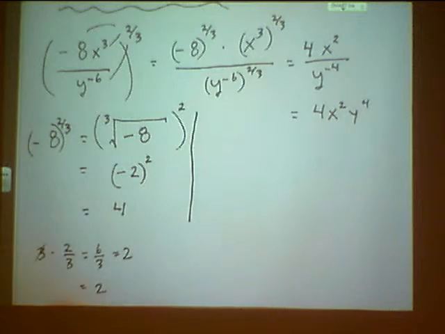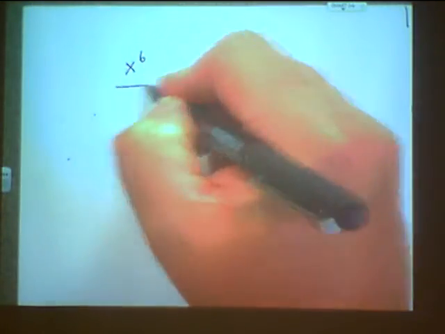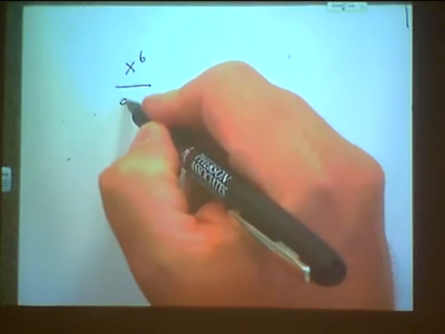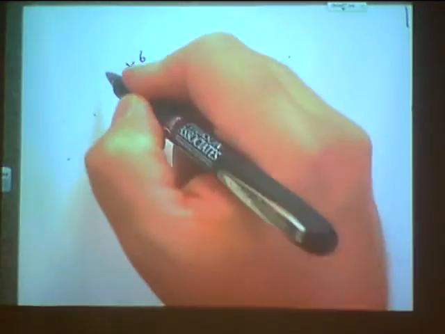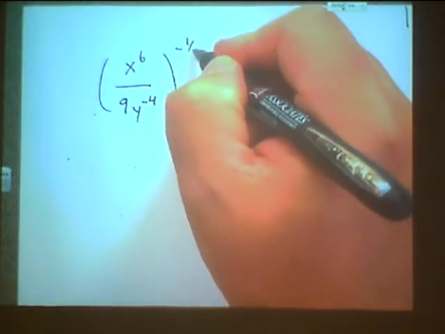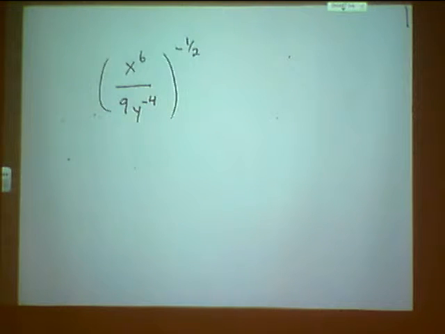Now let me do one more just quickly, because this is sort of like what you're going to see on the homework. So x to the 6th over 9y to the minus 4, all raised to the negative 1/2.